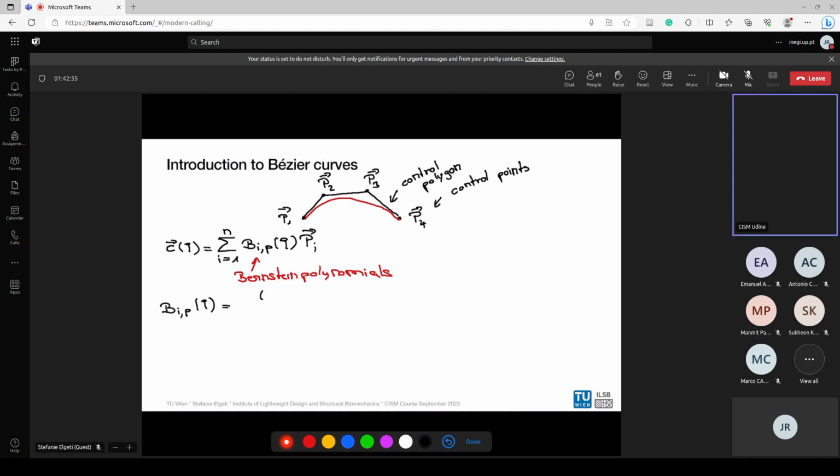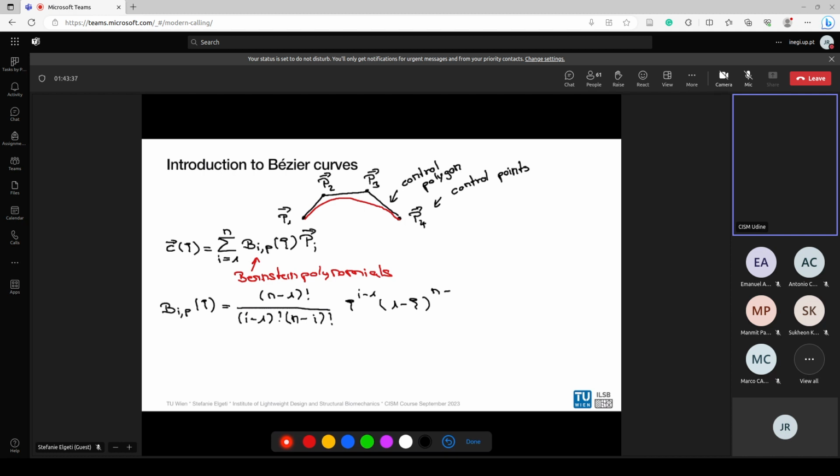B_I,P of psi is equal to n minus 1 factorial, n being the number of control points, divided by I minus 1 factorial times n minus I factorial times psi to the power I minus 1 times 1 minus psi to the power of n minus I. By the way, once the slides are uploaded, you will have all of this also in the slide in a more legible form. So they tried very hard to write legibly.